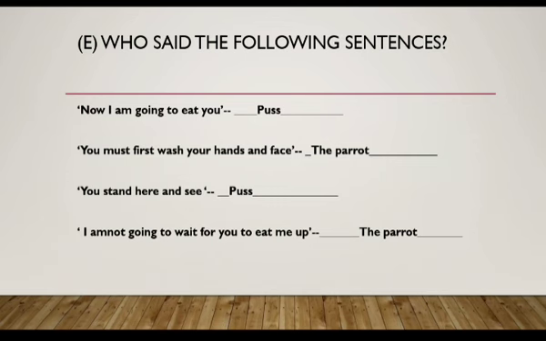So, shall I repeat once again? The first sentence is, I am going to eat you. You will only write the name of the animal who said it. That means Push said. You must first wash your hands and face. Who said? The parrot. You stand here and see. Who said? Push. I am not going to wait for you to eat me up. Who said this line? The parrot. Okay? This is how you have to do it.